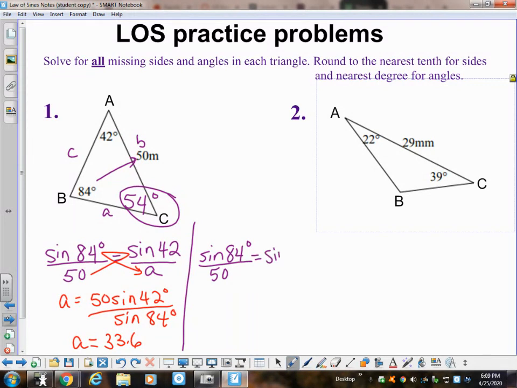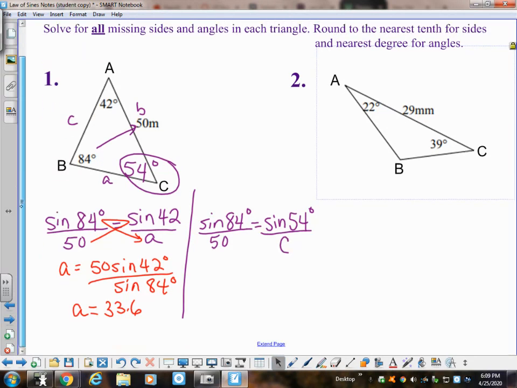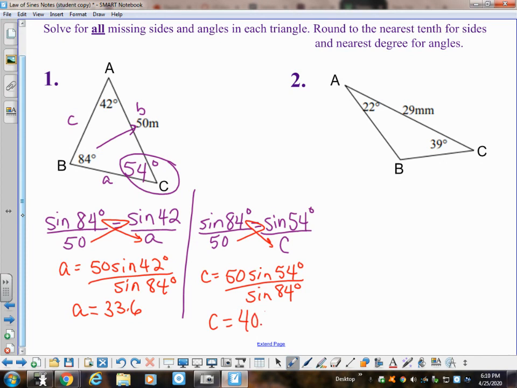And this time I'm finding c. So sine of 54 over little c. Okay, cross multiply. So I'm going to do 50 times sine of 54 degrees divided by sine of 84 degrees. Plug that in, and little c is 40.7.